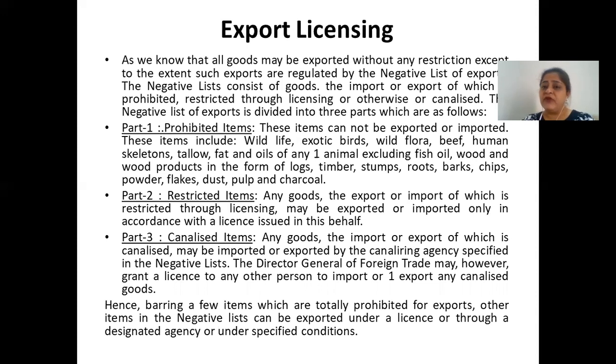Then when we go for the export license, we have to see that our organization or unit is not dealing in prohibited items. Prohibited items, or we can say restricted items and canalized items, change in different policies. Depending upon the promotion of one area or the other, these lists can change over time. So the negative list of export should not be there. Our organization should enter into transactions or contracts of those goods which are freely tradable.